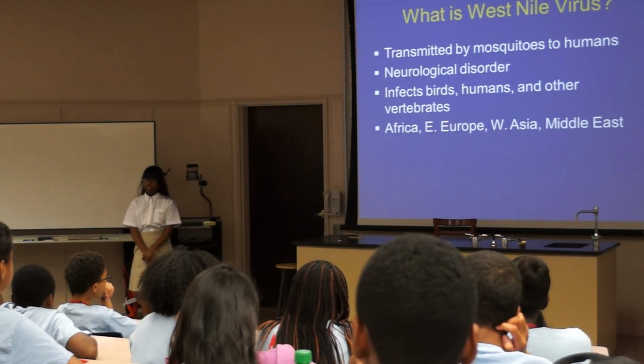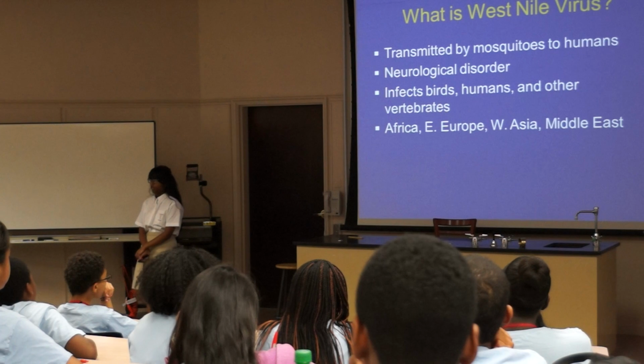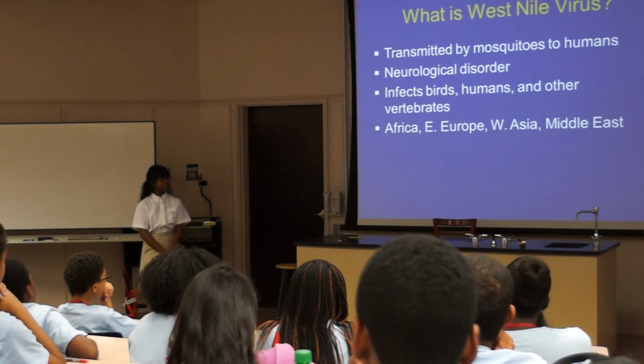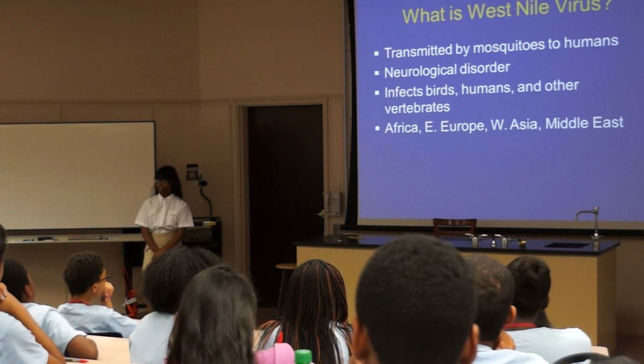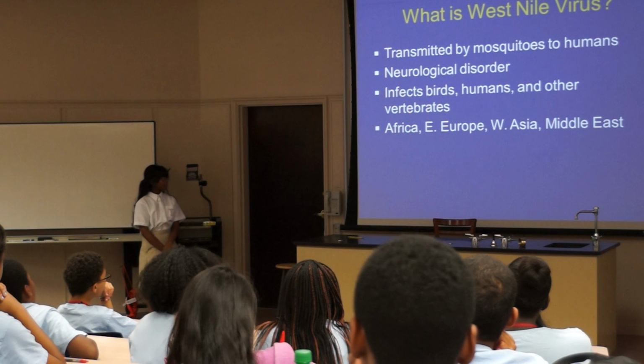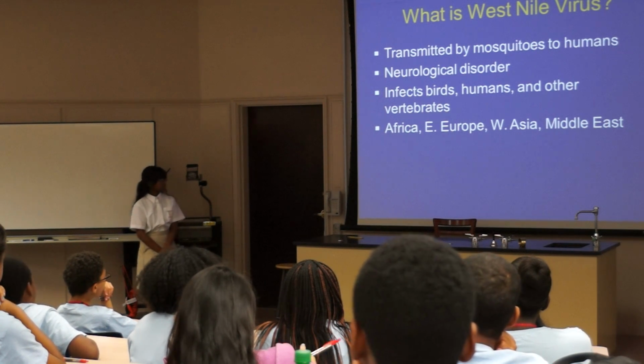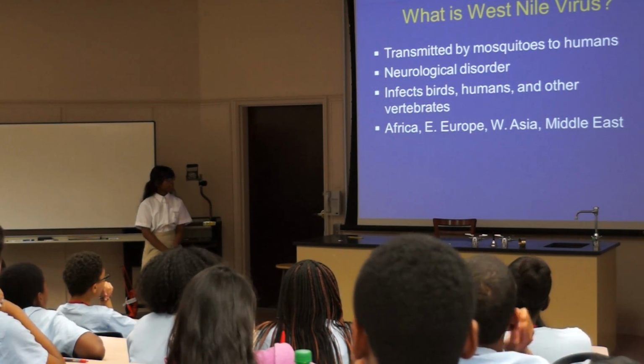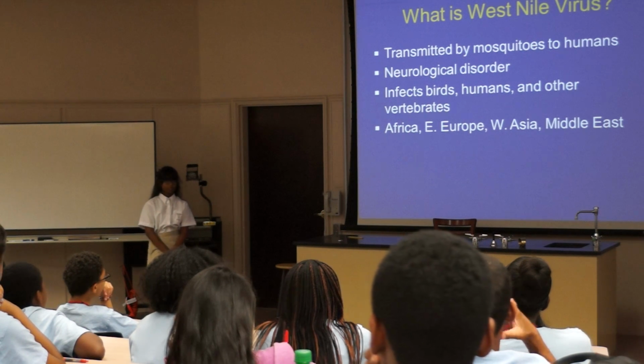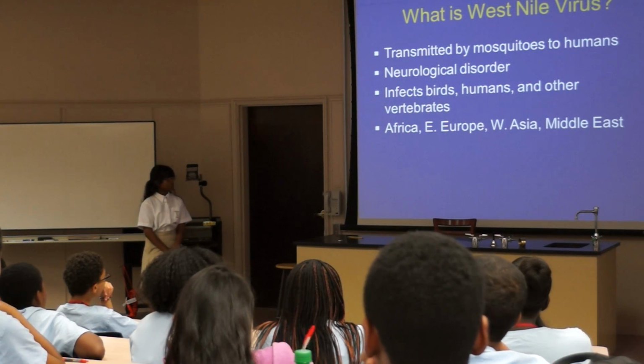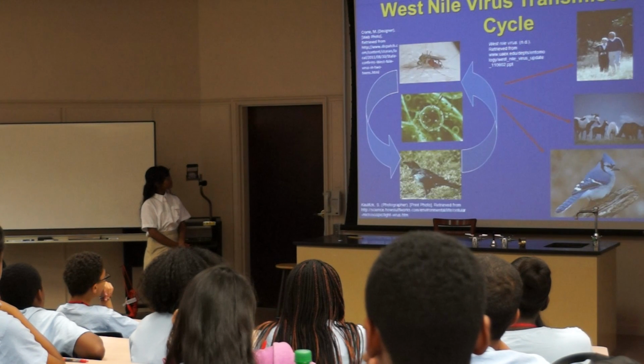What is West Nile virus? West Nile virus is a disease that's transmitted from mosquitoes to humans, and it's a neurological disorder, and for this reason affects the central nervous system. It affects birds, humans, and other vertebrates. And it first originated in Africa, and before spreading to the Western Hemisphere, it was found in Eastern Europe, Western Asia, and the Middle East.